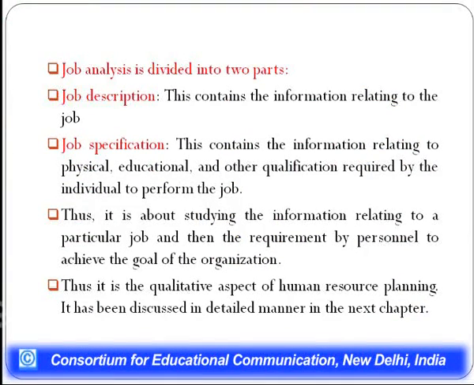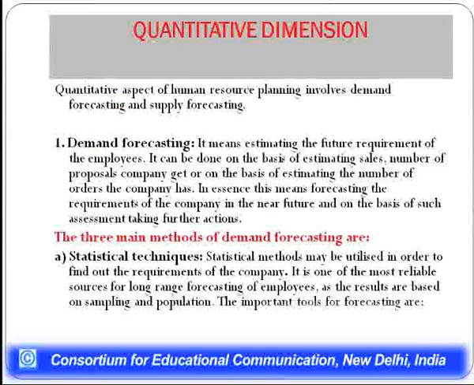So basically we talk about job analysis here in this slide. Job analysis is divided into two parts: the first is job description and the second is job specification. The job description contains the information relating to the job, and job specification talks about the physical, educational and other qualifications required by an individual to perform the job. Thus it is about studying the information relating to a particular job and then the requirements of personnel to achieve the goals of the organization. Thus it is the qualitative aspect of human resource planning, and it will be discussed in detail in the next few lectures. So now coming on to the quantitative dimensions.